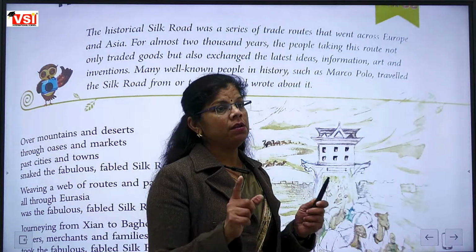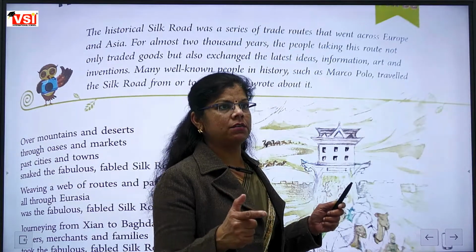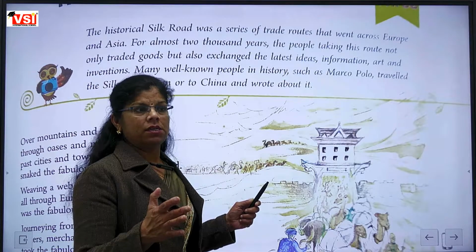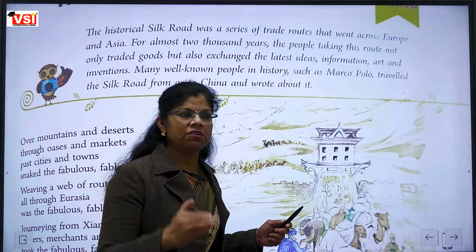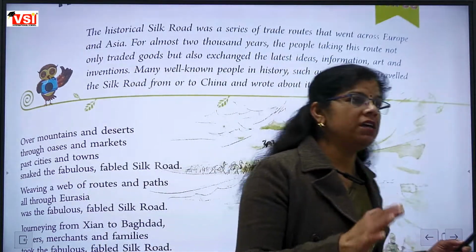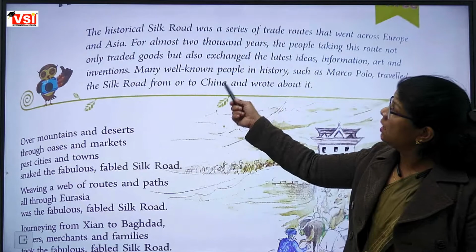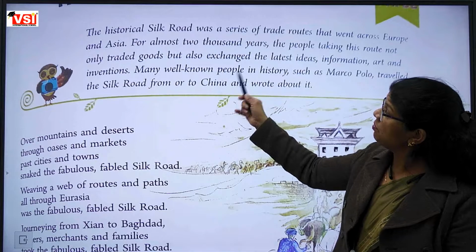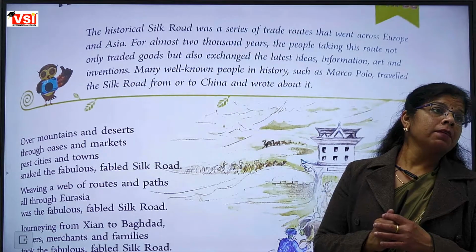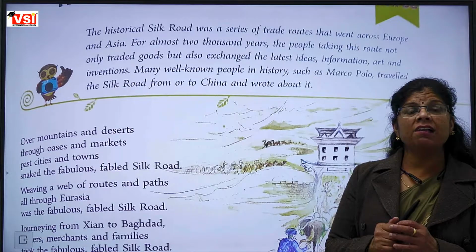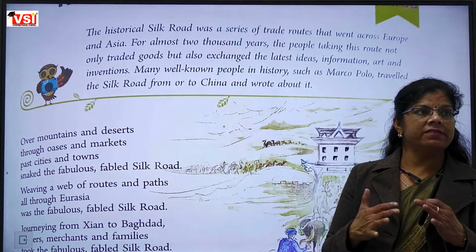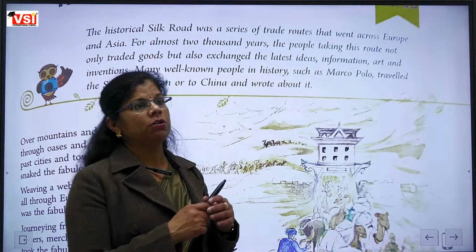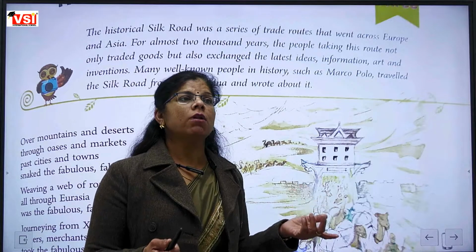It doesn't mean that something else was not traded. कि किसी और चीज का व्यापार, किसी और चीज का बिजनेस नहीं हो रहा था इस रोड के थ्रू, it doesn't mean that. Mainly this route was used for silk trading, but something else was also exchanged. एक्सचेंज किया जा रहा था कुछ और, बिजनेस तो हो ही रहा था इस रोड के थ्रू, कुछ और भी हो रहा था. क्या हो रहा था?